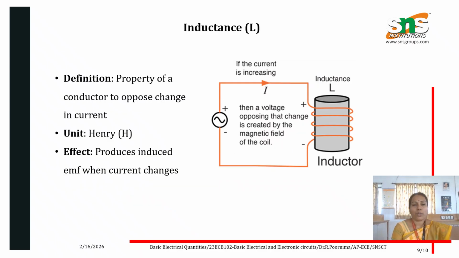Inductance. It is a property of a conducting material to oppose the change in current. So when the current is increasing, a voltage opposing that change is created by the magnetic field of the coil. So it stores energy in the form of magnetic field, and it produces the induced EMF when the current is changing.